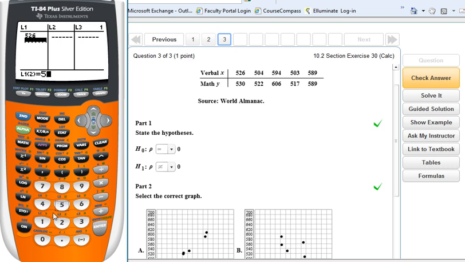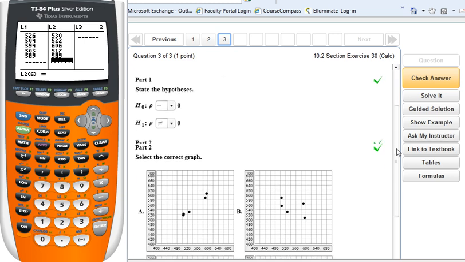526 equals 504, enter, 594. I'm going to hit pause while you keep doing that. Alright, got my data in. Hopefully you have yours in. Double check that your data lines up. You've got 5 in each column, and we're ready to move on.